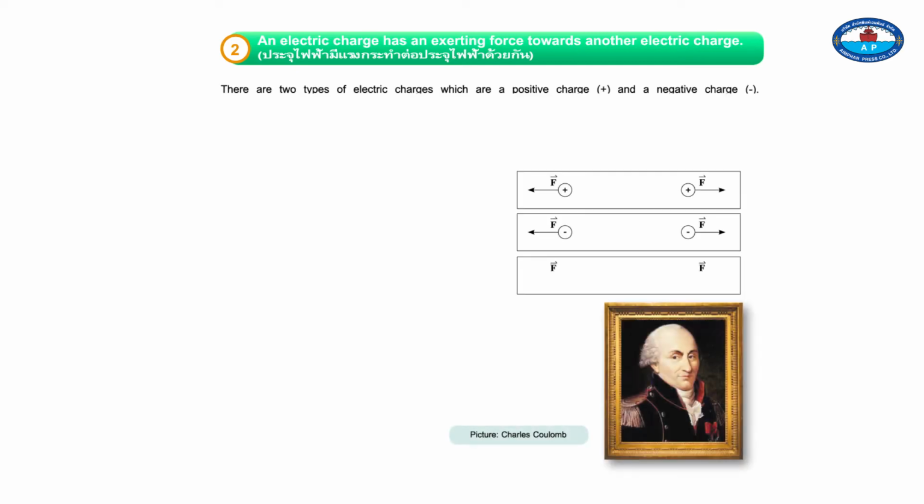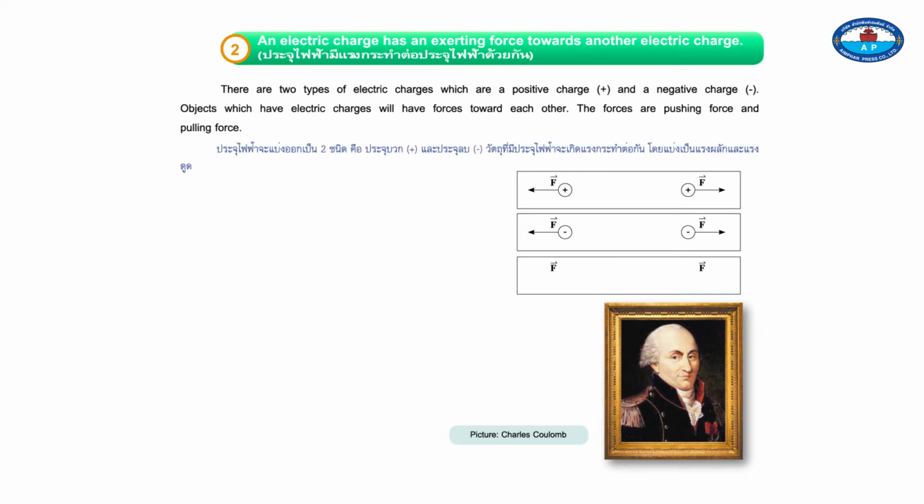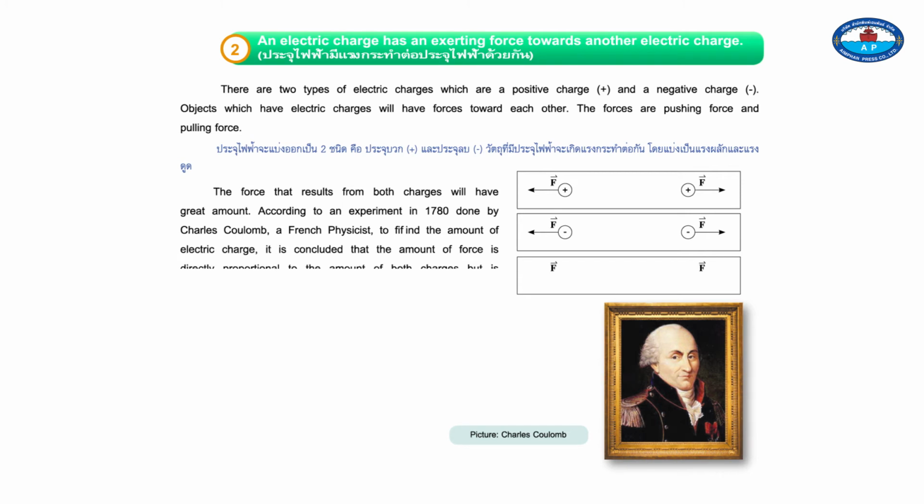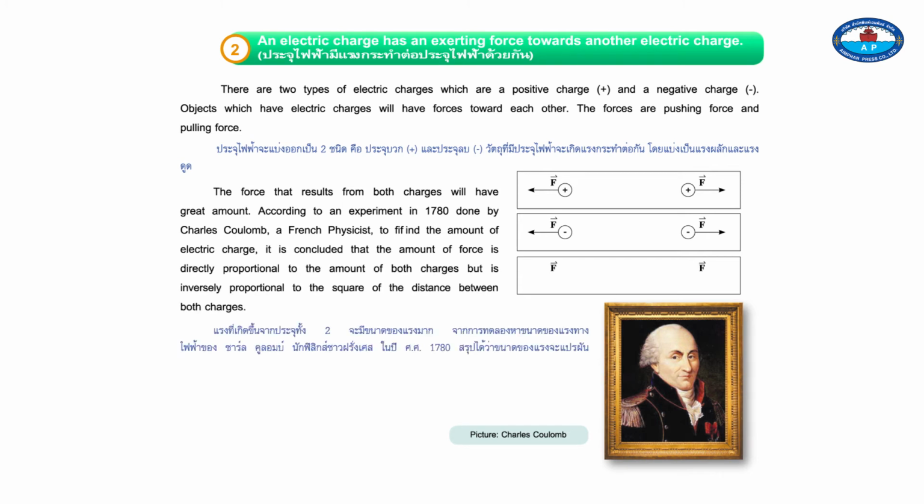2. An electric charge exerts a force on another electric charge. There are 2 types of electric charges, which are a positive charge and a negative charge. Objects which have electrical charges will exert forces on each other. The forces are pushing force and pulling force. The force that results from both charges will have a certain amount.